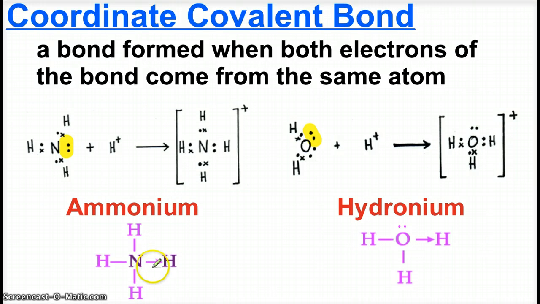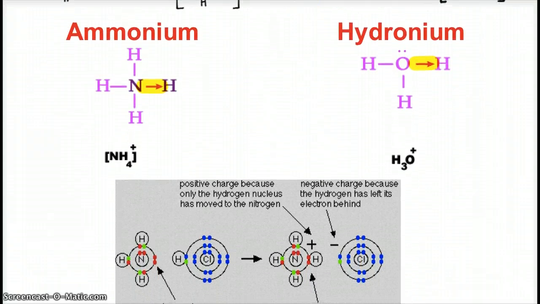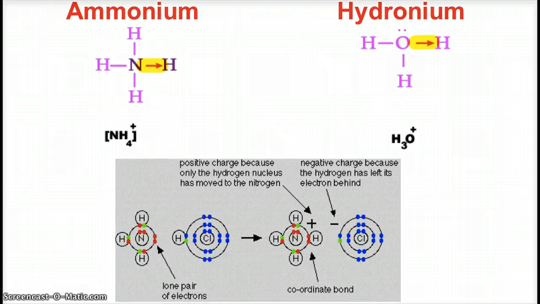So in a structure, typically an arrow pointing to where the lone pair came from and what it's being shared with is in the structure. So that indicates a coordinate covalent bond. We'll spend more time with these later. But again, ammonium and hydronium are quite often used. And here's just a little explanation showing what's going on.